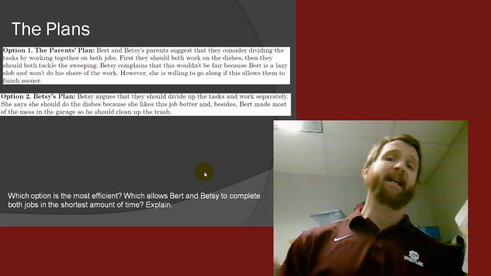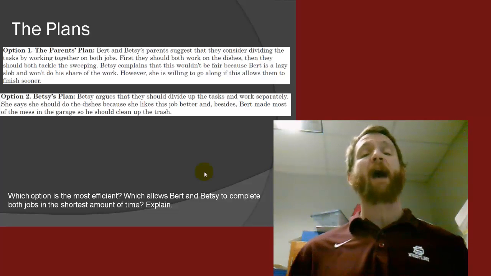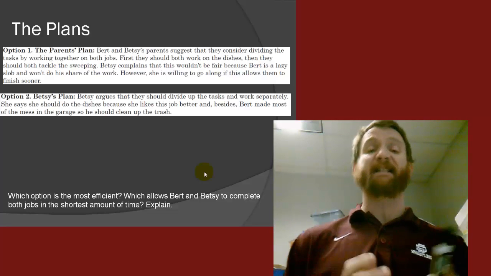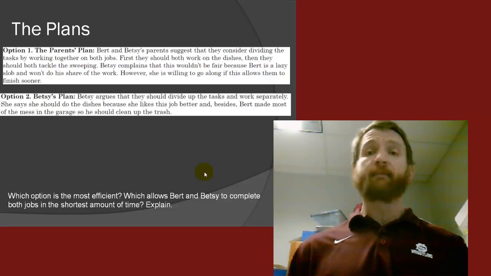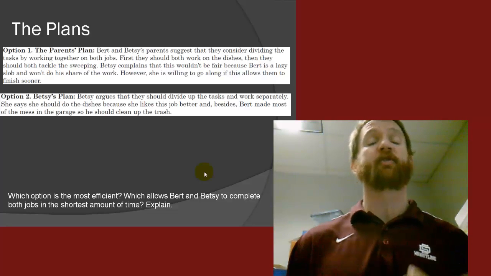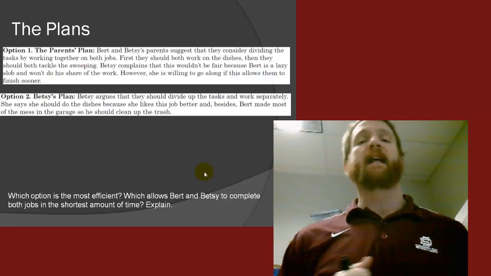So that means if they work separately, even at the same time, it's going to take them 3 hours before they can get to go anywhere. That's not a good plan. The good is Betsy gets to go and do her thing and be done a lot early. The bad is Bert, because he's such a lazy, slow slob, it's going to take 3 hours before they can go out and dance the night away and go out to eat with their friends.